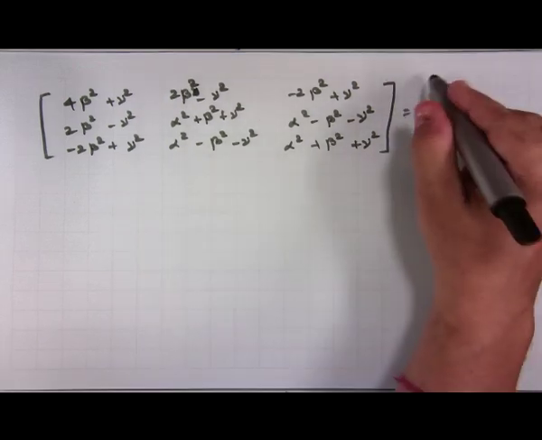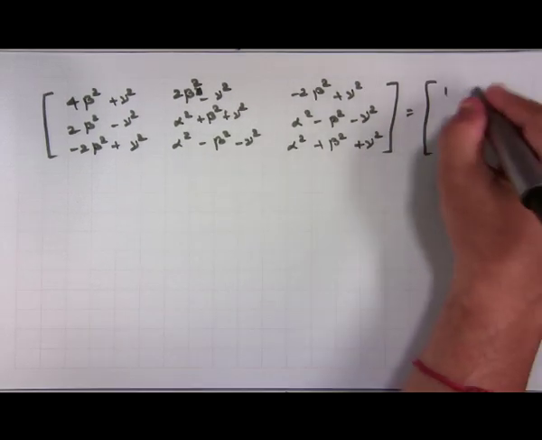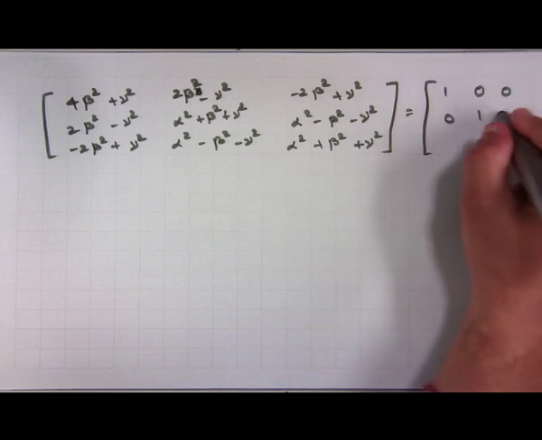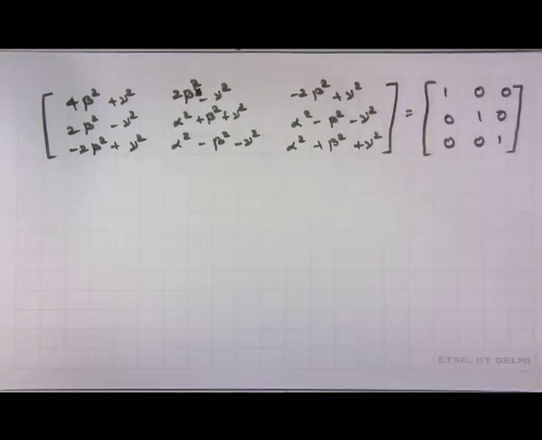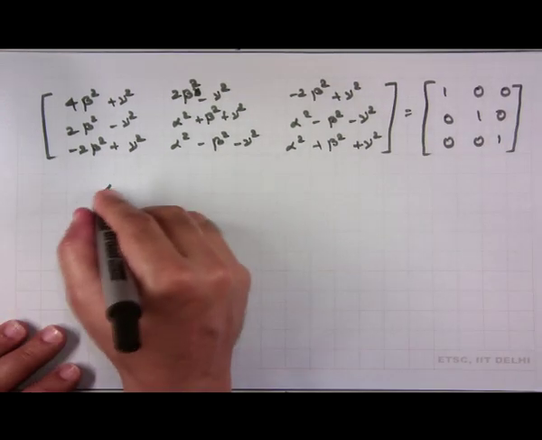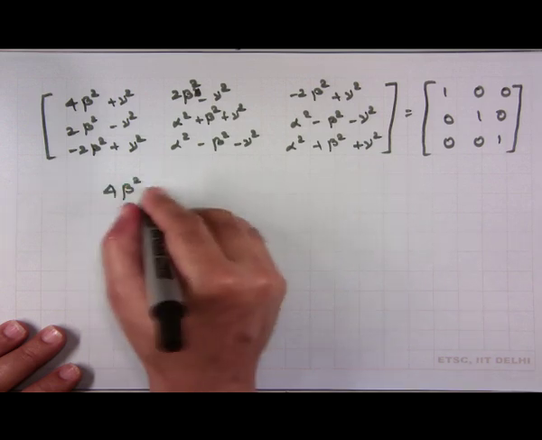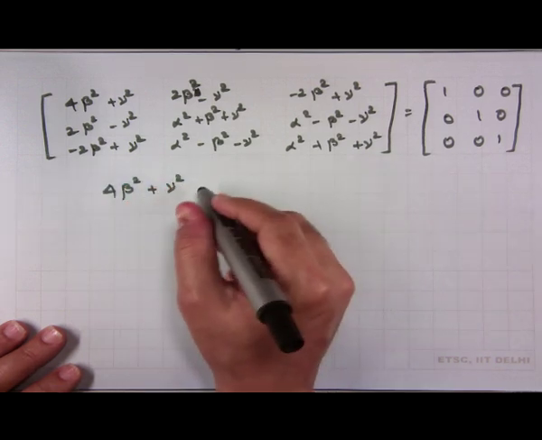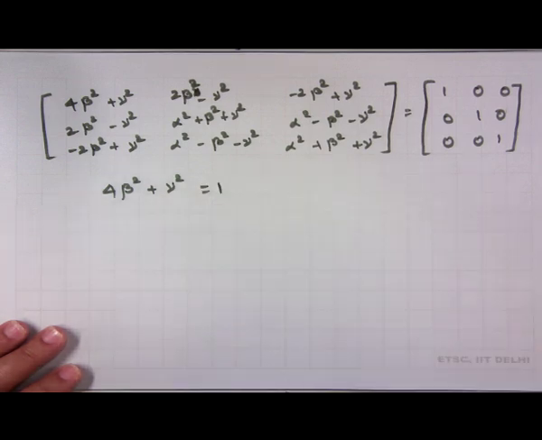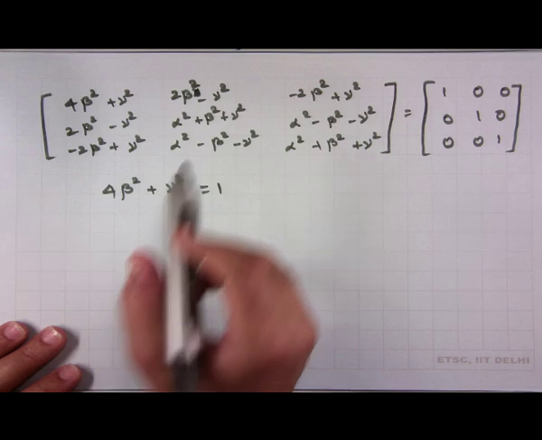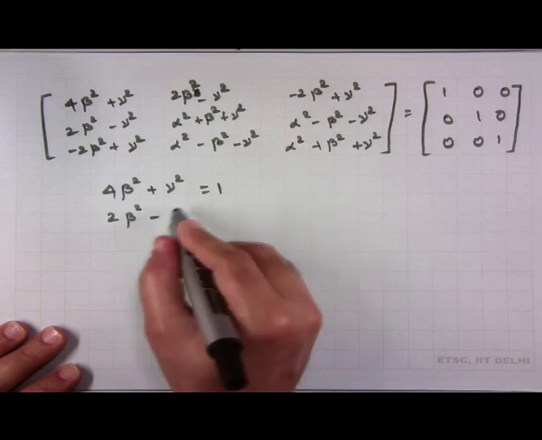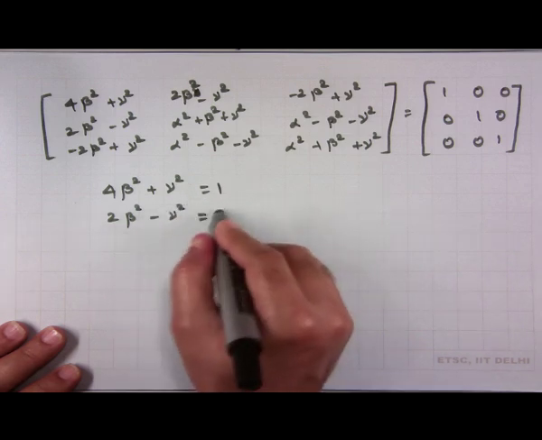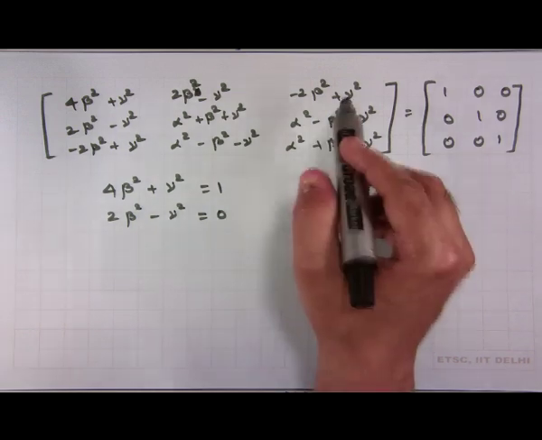This should be same as 1 0 0, 0 1 0, 0 0 1. Now, let us write down the equations. 4 beta square plus gamma square equal to 1. Second one, 2 beta square minus gamma square equal to 0.